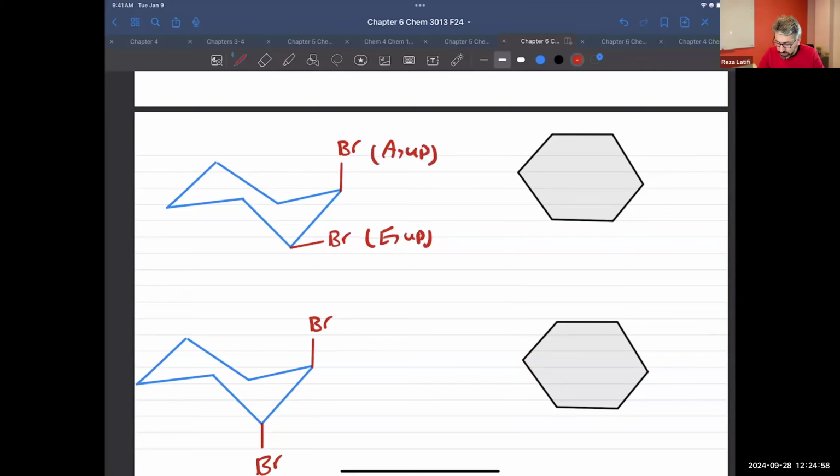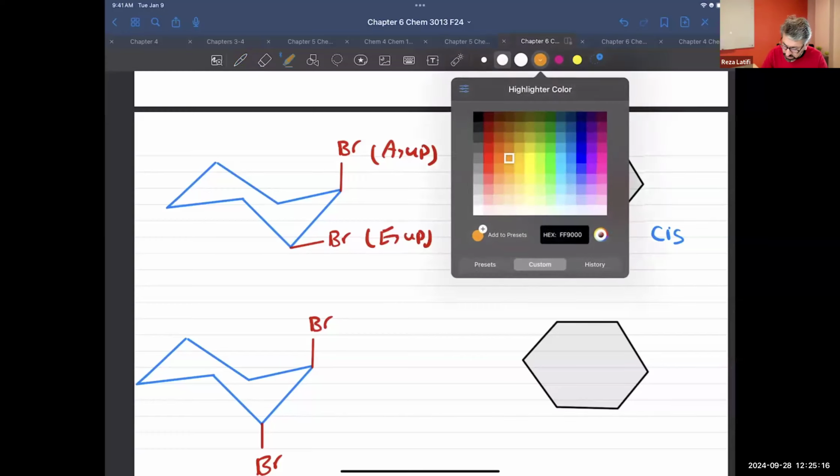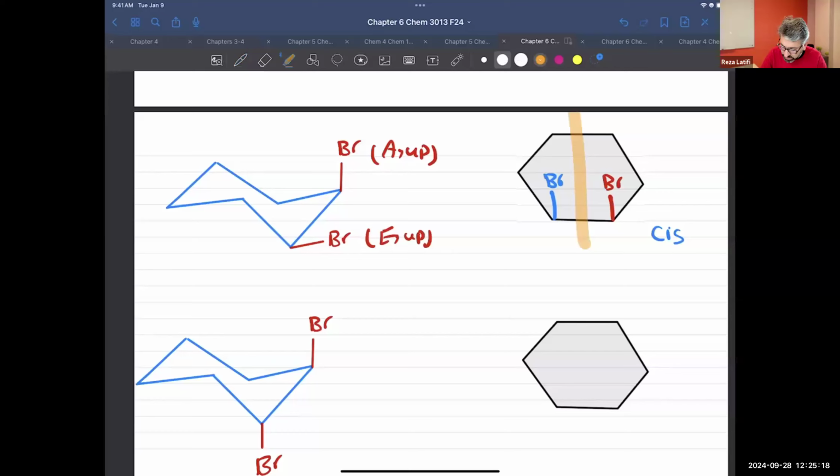Okay, if I want to show them, I'm going to draw one OH. There's one bromine up, and the second bromine is going to be here. Again, it's going to be up. So these two are in cis position. Can I find a plane of symmetry? Yes, you can put a plane of symmetry here.